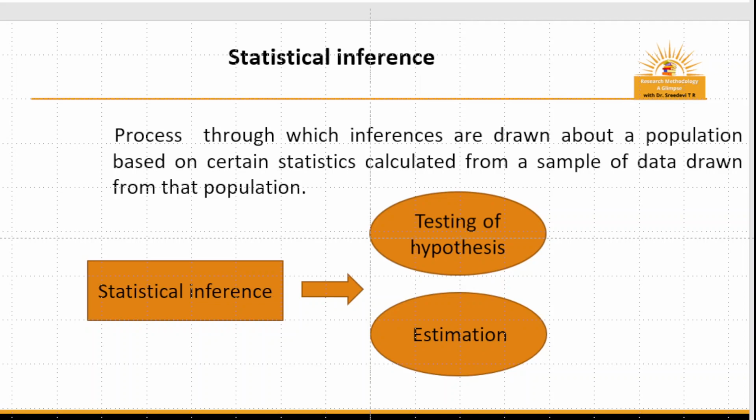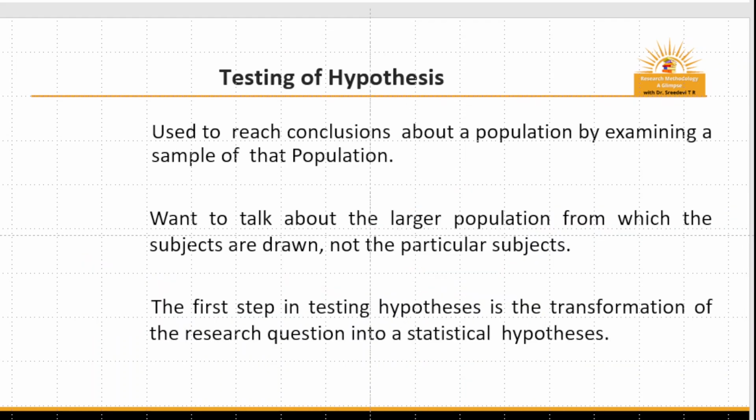Statistical inference is of two types. One is testing of hypothesis and the other is estimation. Here in this video, we will go in depth regarding testing of hypothesis. Testing of hypothesis is used to reach conclusions about a population by examining a sample of that population. We want to talk about the larger population from which the subjects are drawn, not those particular subjects or that particular sample.